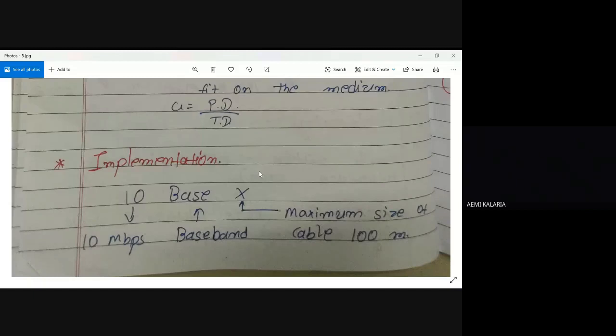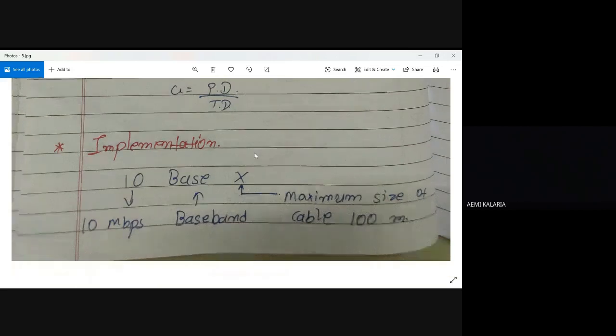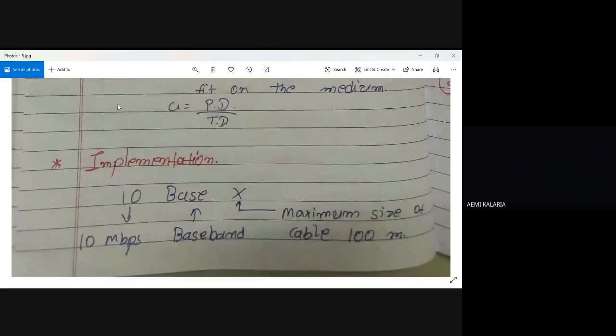What is Ethernet, what is wired LAN, what is standard Ethernet, what are the types of Ethernet. So in today's class, I'll basically discuss the implementation types of standard Ethernet. Please go through the standard Ethernet video first, and then watch this. What is implementation in standard Ethernet?